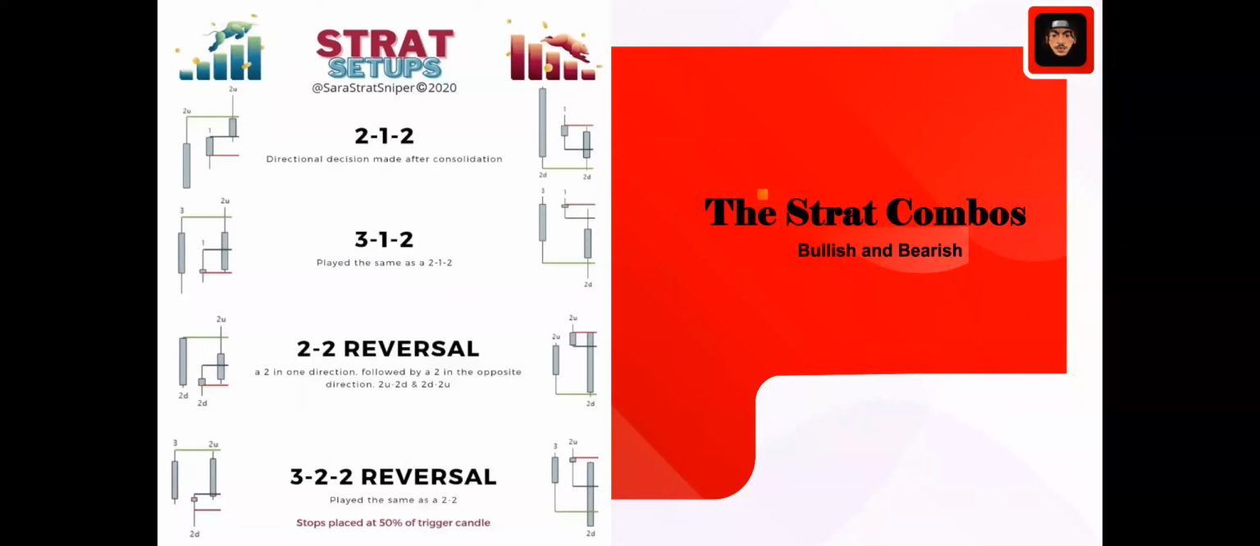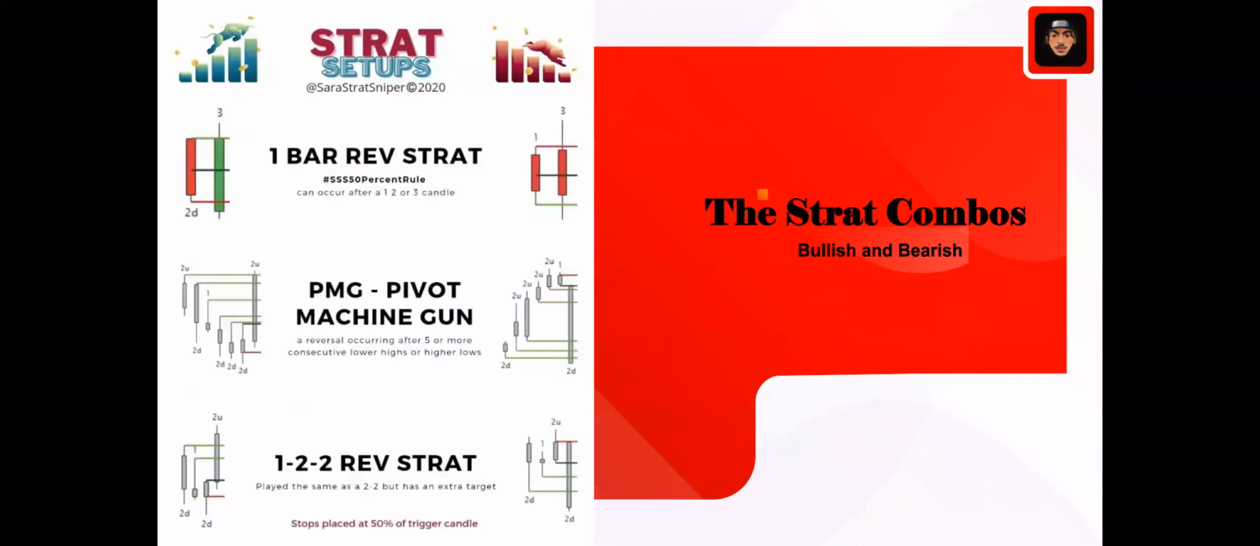But I just want you to see these strat combos. So we have 2-1-2. If you hear that in the community, that's what we're talking about. 3-1-2, 2-2 reversal, and then you have your 3-2-2 reversal. These are the things we're talking about. You can also see different ones like a PMG. If you hear PMG, that's a pivot machine gun. 1-2-2 rev strat, this is what it looks like, and this is giving you your price targets.